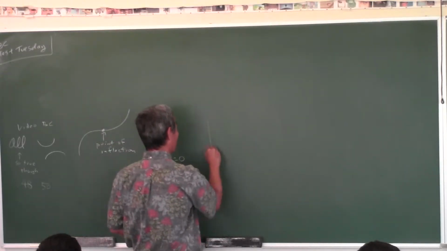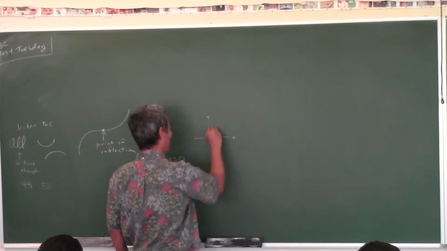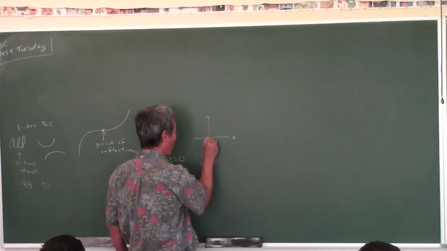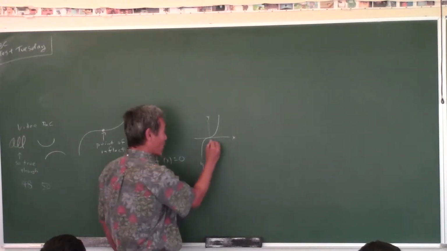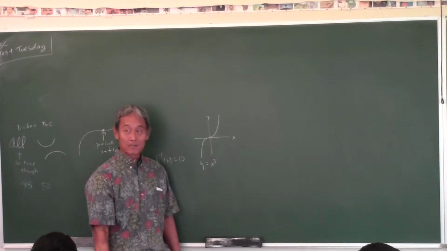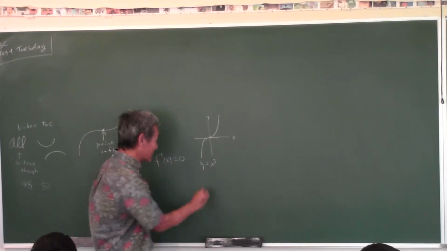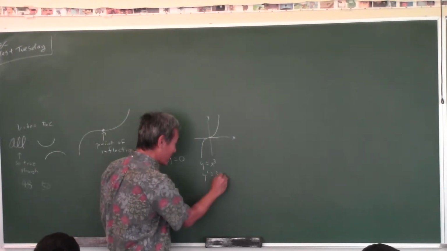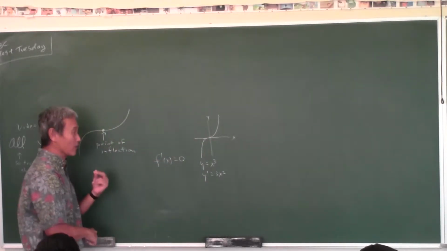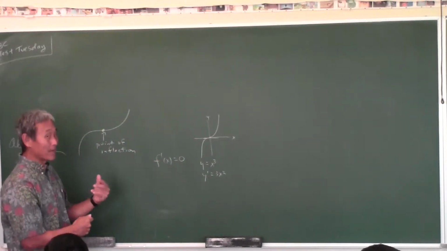Here, let me give you an example. What about the graph of y equals x cubed? Look, it looks like this, right? Right at 0, isn't the slope of the tangent line 0? But that's neither a max nor a min. Because look at the derivative. The derivative is 3x squared. When I plug in 0, you get 0. So just because the derivative is 0, that doesn't mean you have a max or a min.